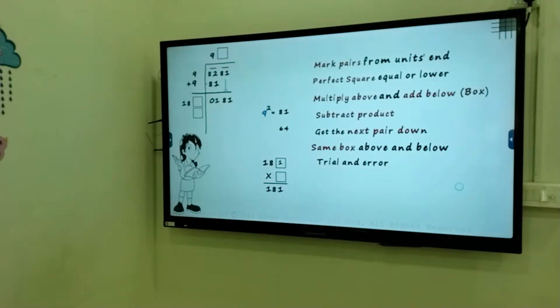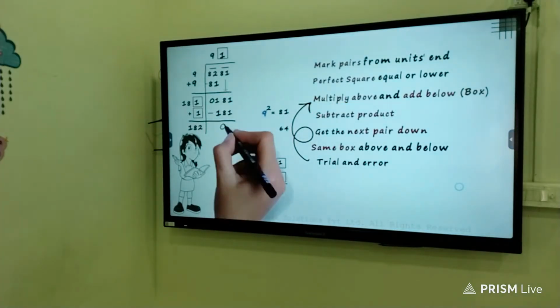Yes, 181 multiplied by 1 gives us 181. So we found the digit in the boxes, it's 1. After we find this digit, we go back to the third step and follow the same procedure. Multiply above. So we write a 1 and a 1 in these two boxes and get the product of 181 and 1 as 181. Then we add below. We add 1 to 181 and get 182. Then we subtract the product from the number above it. So we subtract 181 from 181 and get a 0.